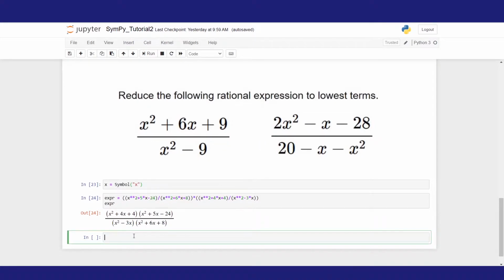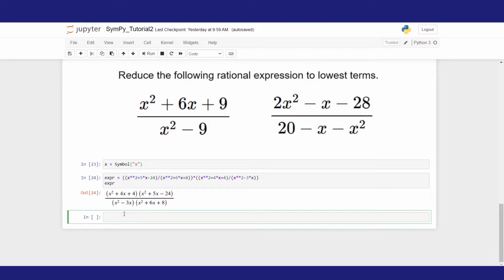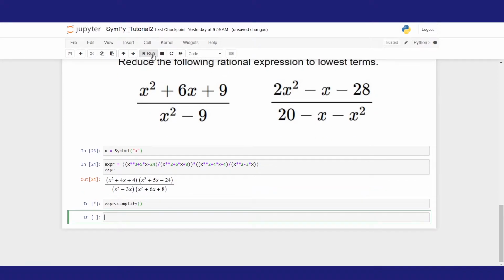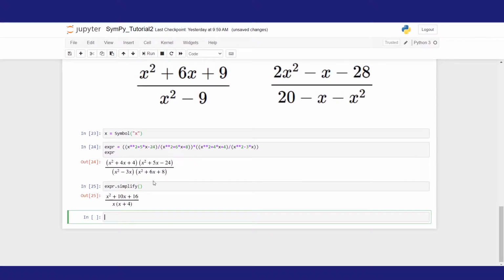I'm going to make use of the functions and methods within SymPy. For simplify, I'm just going to say simplify. So I'm calling back my expression, and then I say simplify. If I do that and run it, this is going to give us this expression. You can see that it is completely simplified by cancelling some of the terms out.